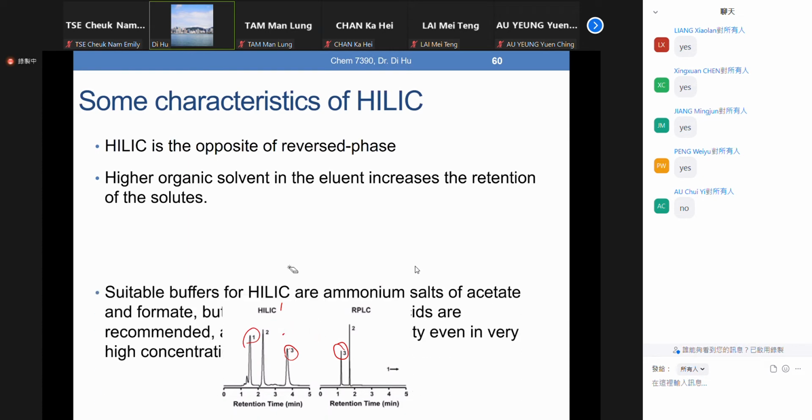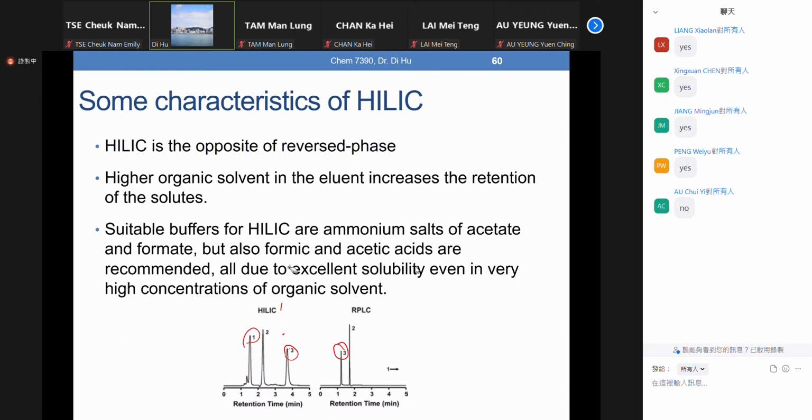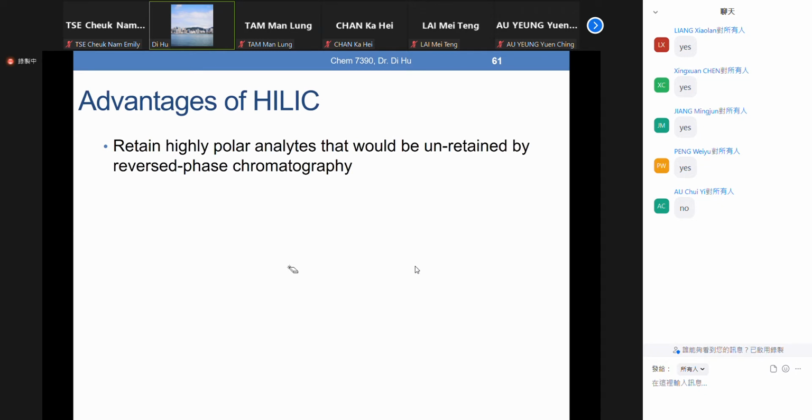And suitable buffers for HILIC are ammonium salts of acetate or formate, so that means ammonium acetate or ammonium formate. But formic acid and acetic acid are also recommended, all because of their excellent solubility even in very high concentrations of organic solvent. And as we already discussed, HILIC can retain highly polar analytes that would be unretained by reverse phase chromatography.